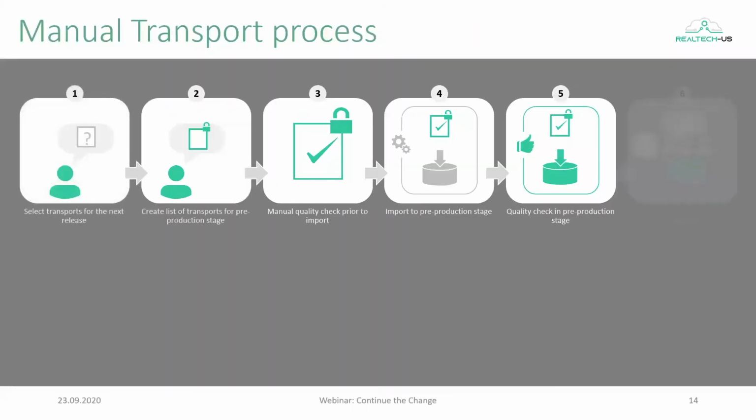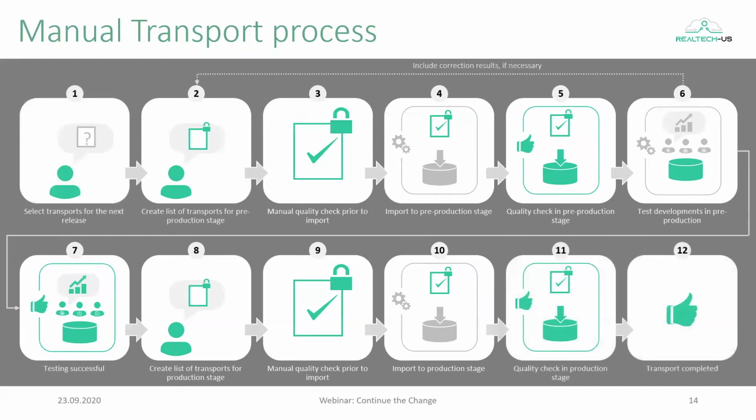So I just wanted to go through this. If you're doing a manual process, or if you're using Charm, there's a lot of steps, right? Everybody knows these. You have to select the transports, create the list of transports, do manual quality checks, import to pre-prod, quality check in pre-prod, test developments. Then you have to test to make sure it's successful, create a list of transports for production. Then you do a quality check, import, and before you import to production, do the quality check again, then finally it's done, right? It's in production, it's validated, it's working.